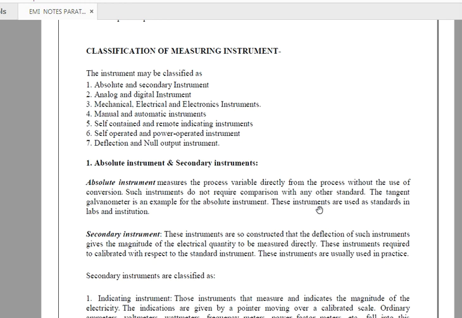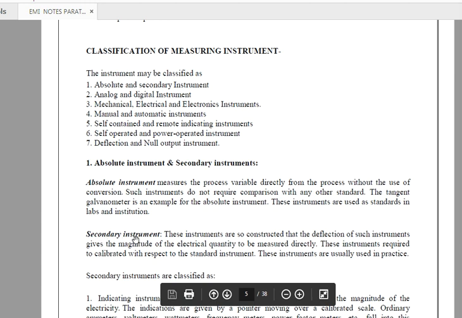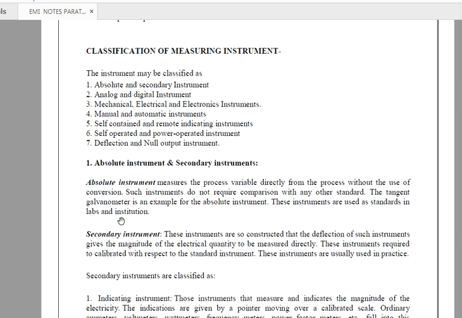These instruments are used as standard in labs and institutions. In the labs and the institutions, we are using these electrical measuring instruments. These instruments are known as absolute instruments. Now coming to secondary instruments. Absolute instruments are otherwise known as primary instruments.